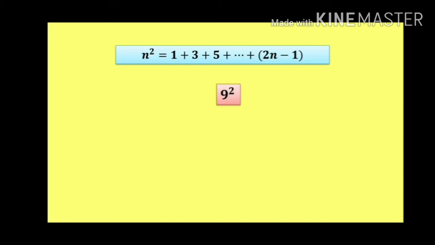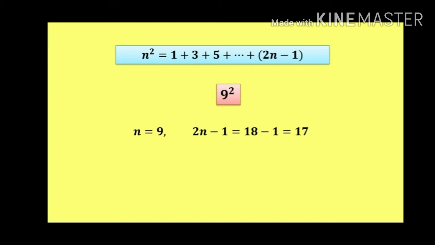So for example, take 9 squared. Now here n is equal to 9. That means 2n minus 1 will be how much? So 2n minus 1 is 2 into 9, 18. 18 minus 1 is 17. So now we know that the last number will be 17.